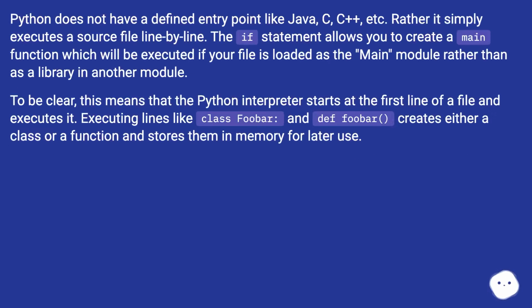Python does not have a defined entry point like Java, C, C++, etc. Rather, it simply executes a source file line by line. The if statement allows you to create a main function, which will be executed if your file is loaded as the main module rather than as a library in another module. To be clear, this means that the Python interpreter starts at the first line of a file and executes it. Executing lines like class foobar: and def foobar creates either a class or a function and stores them in memory for later use.